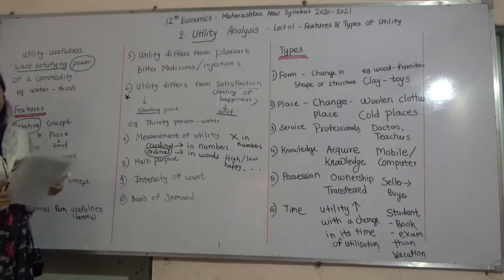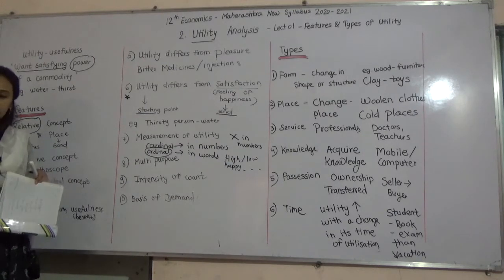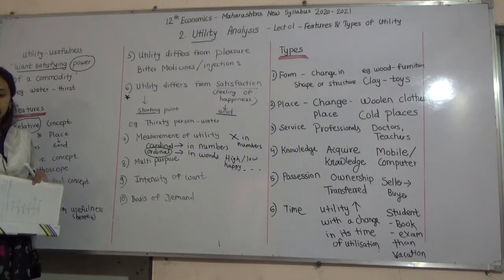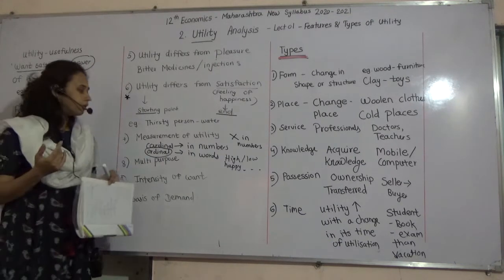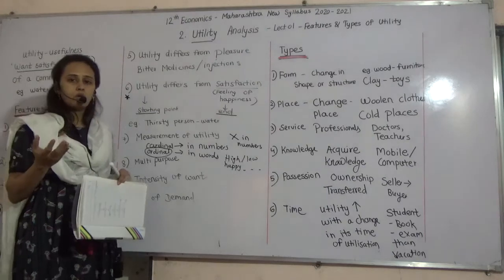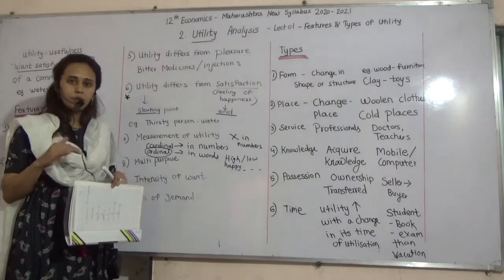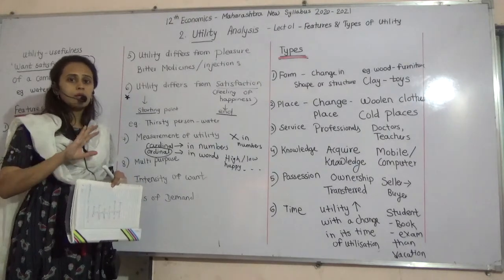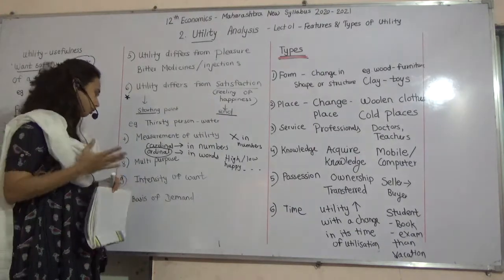Next, multi-purpose. See, wood has multi-purpose. Wood has utility and we can use it for more than one use. Then we have water. Water has also utility more than one single use. It has no single use. We can use it multi-purpose.